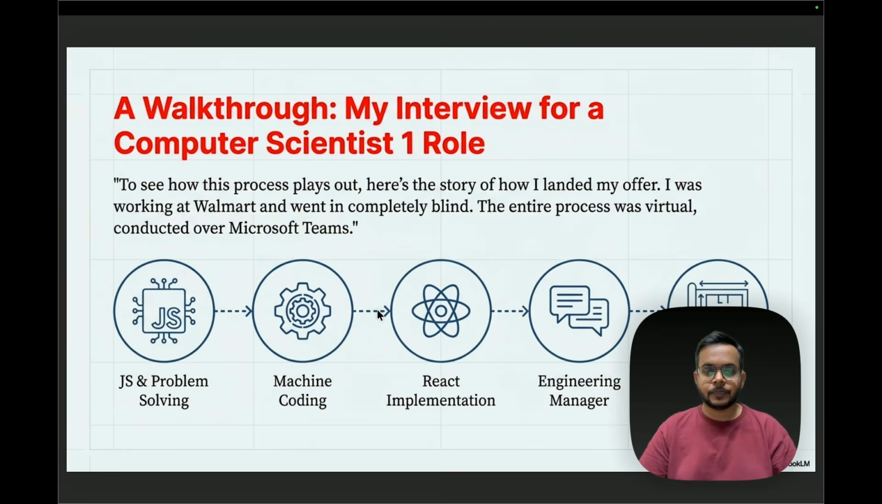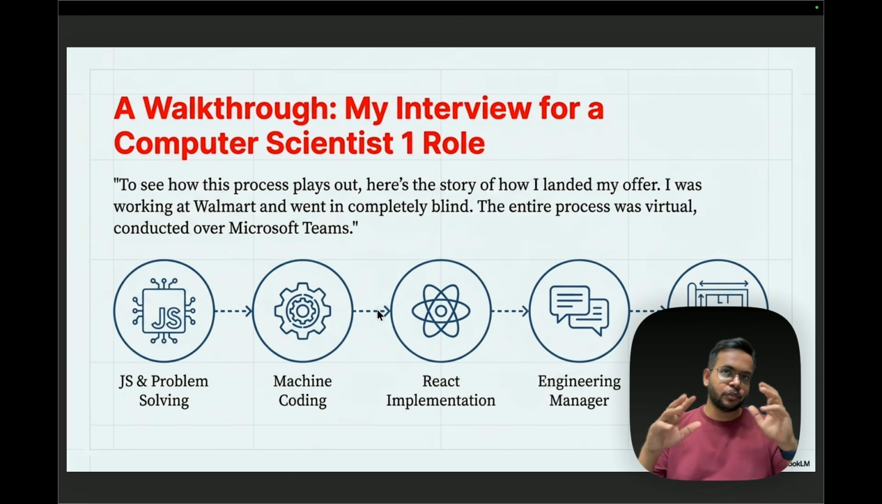And I'll be honest, I went in completely blind. I had no idea about the rounds, how many rounds, what kind of rounds, whether that's DSA or not. But the entire process was virtual and conducted over Microsoft Teams. The first round was the JavaScript and problem solving round. This was heavily focused on JavaScript fundamentals.